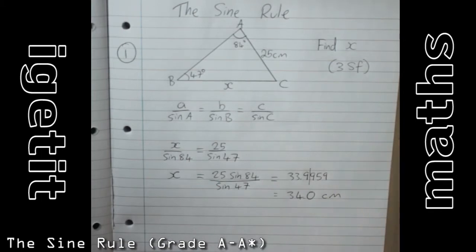You might be tempted to leave off the 0.0, but don't. If it wants 3 significant figures, you need to give it the 0.0 on the end. So that's a sine rule example. Let's have a look at one more.